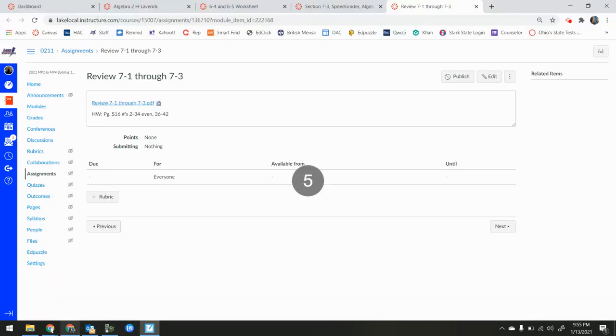Now, what is the homework assignment for tonight? The homework assignment for tonight is page S16, numbers 2 to 34 even, and then 36 through 42. That page is not uploaded onto the Google Drive, so I'm gonna link it directly into this assignment. Once I go in and edit it, you should see right directly below this a link to just that page S16. So you should find it pretty easily.